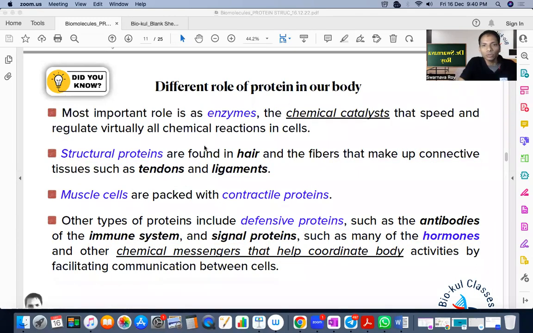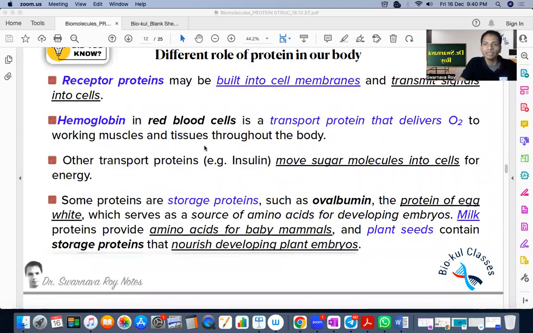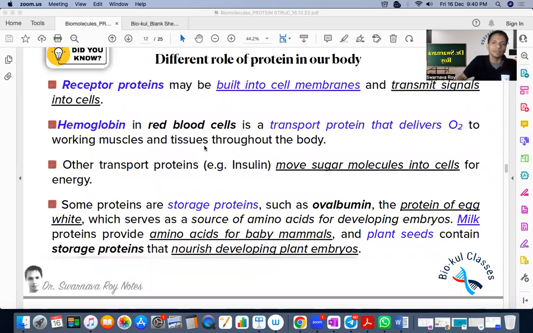Next, other roles of proteins are acting as receptor proteins. When I say they are receptor proteins, that means they are found on the cell membrane, and they accept some kind of ligands from outside, and then they carry out a set of reactions. So receptor proteins built in the cell membrane transmit signals into the cell. That is another function of protein.